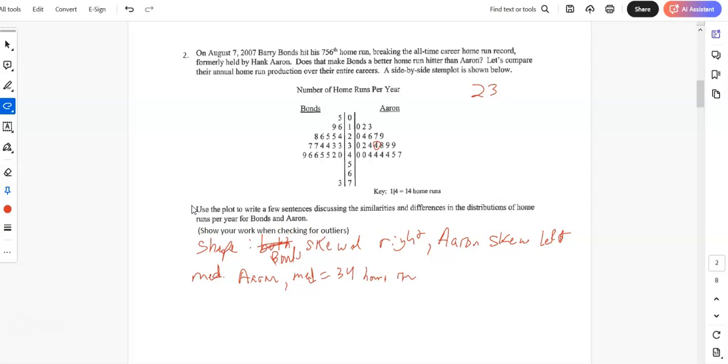There are 1, 2, 3, 4, 5, 6, 7, 8, 9, 10, 11, 12, 13, 14, 15, 16, 17, 18, 19, 20, 22 seasons for Bonds. So 11th and 12th. So 1, 2, 3, 4, 5, 6, 7, 8, 9, 10, 11, 12. So 34. So for Bonds, the median was 34. I didn't catch that until just now. So they're the same. You wanted to use comparative words, in this case, the same.